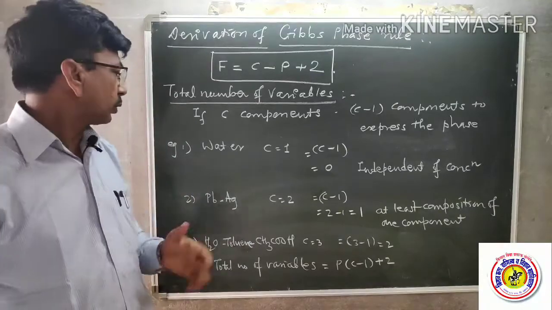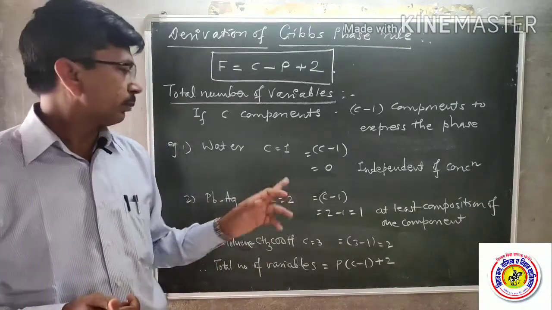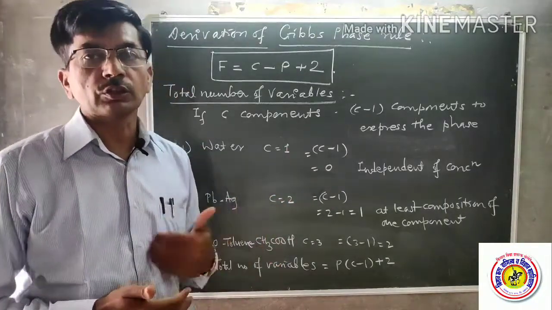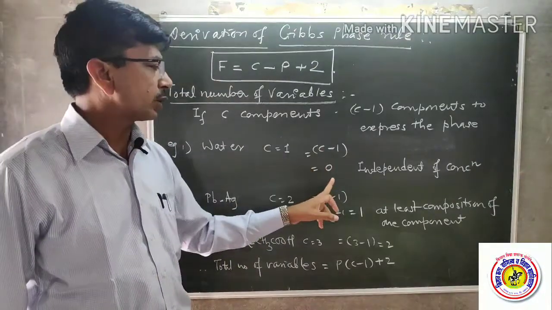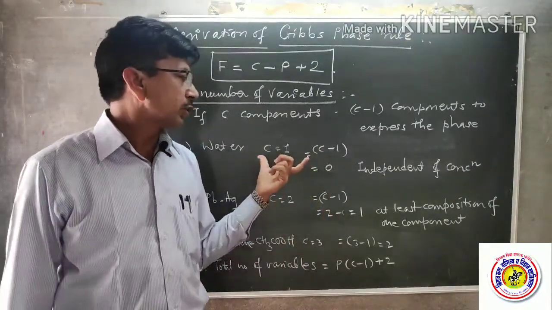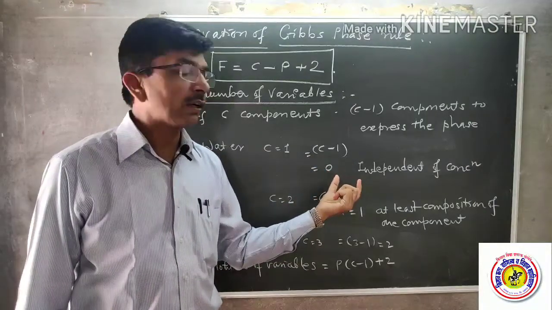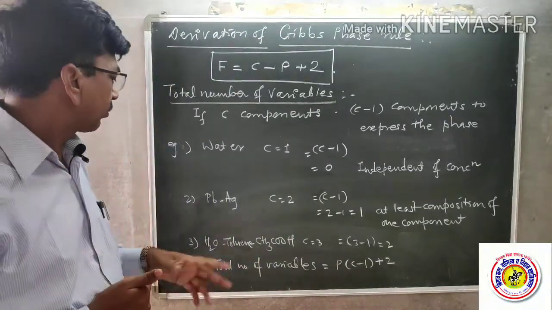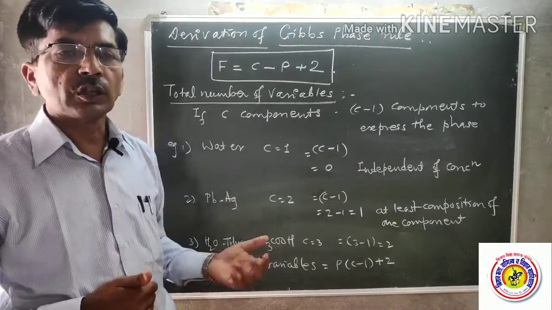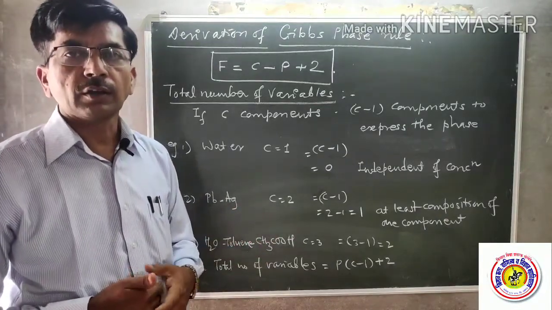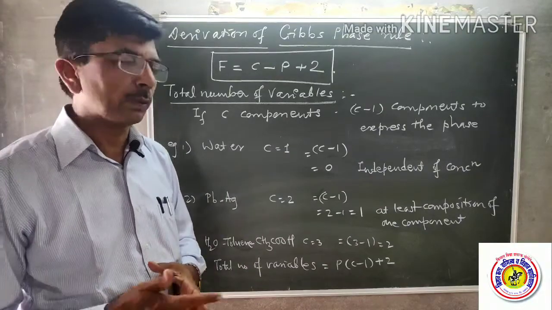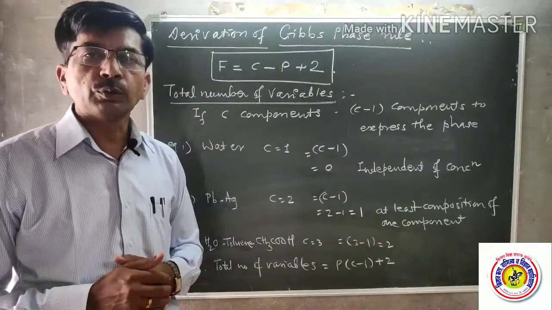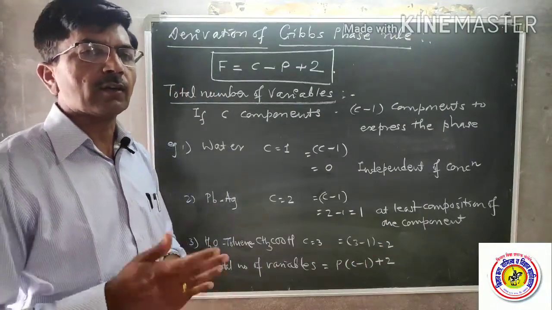For example, suppose we have a water system, the number of components is 1. So the concentration we must know is C minus 1, so 1 minus 1 is 0. This indicates that in this system, it is independent of the concentration. That is, if we don't know the concentration of the component, it will not affect the equilibrium. Now suppose we have a silver lead system. This system consists of two components, and the number of components whose concentration we need is C minus 1, so 2 minus 1 is equal to 1.